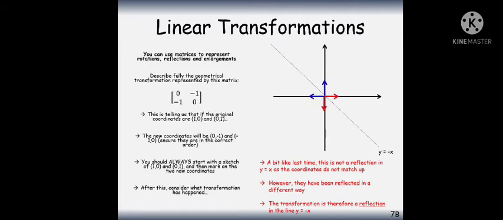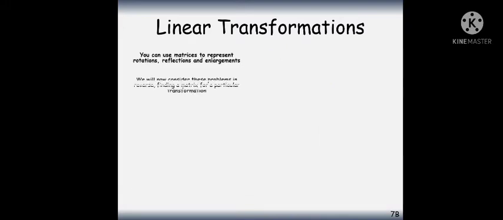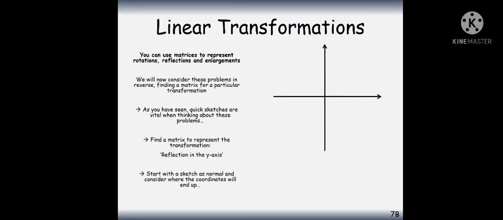So the base unit vectors, and pretty explicitly you can find out what they reflect. So we will now consider these problems in reverse, finding a matrix for a particular transformation. As you have seen, quick sketches are vital when thinking about these problems. So, find a matrix for the transformation reflection in the y-axis. So start with the sketch as normal, and where would they end up? That's the question we want to ask.